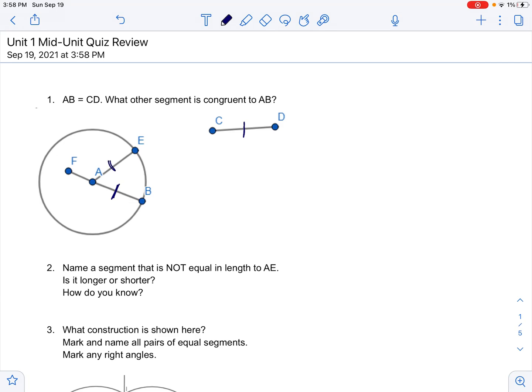The answer is AE. And the reason is AB and AE are radii of the same circle, of circle A.